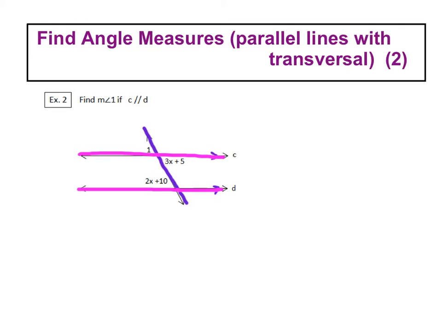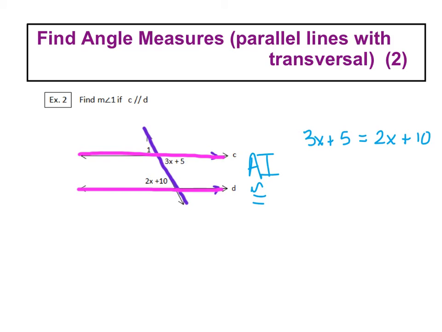So what are these two angles? What type of angle pair are they? They're on the interior and alternate sides of the transversal. So these are alternate interior angles. And what do we know about alternate interior angles? They are congruent. So what we can do is go ahead and say that 3x plus 5 is equal to 2x plus 10. And now we can solve for x.